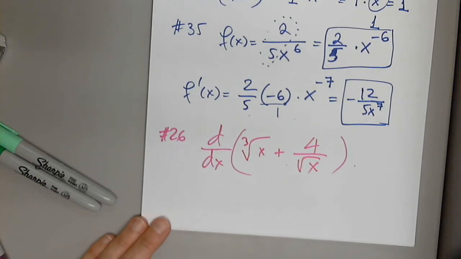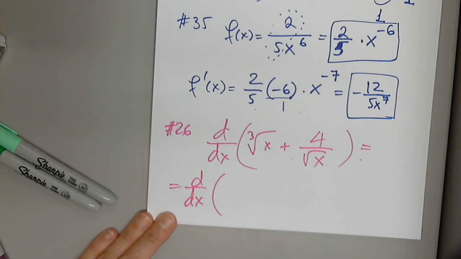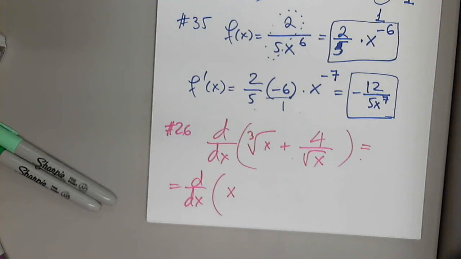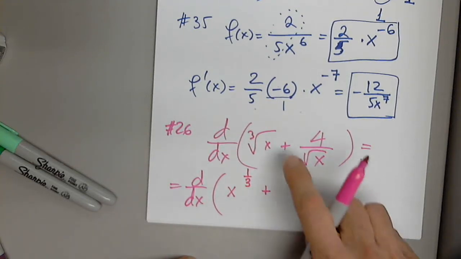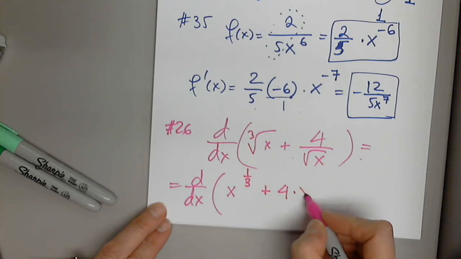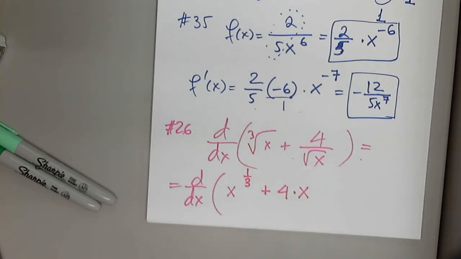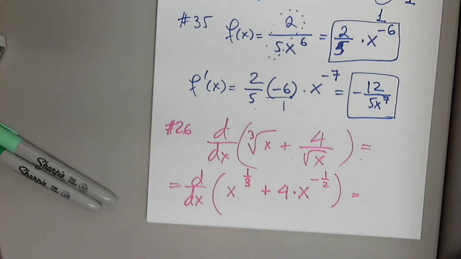This is what I would do first. d over dx. The cube root of x is x to which power? One over 3. The cube root of x can be rewritten as x to 1/3. Plus 4. 1 over the square root of x has to be written as x raised to 1/2, but negative because it comes from the denominator. Negative 1/2. This is a very important step.